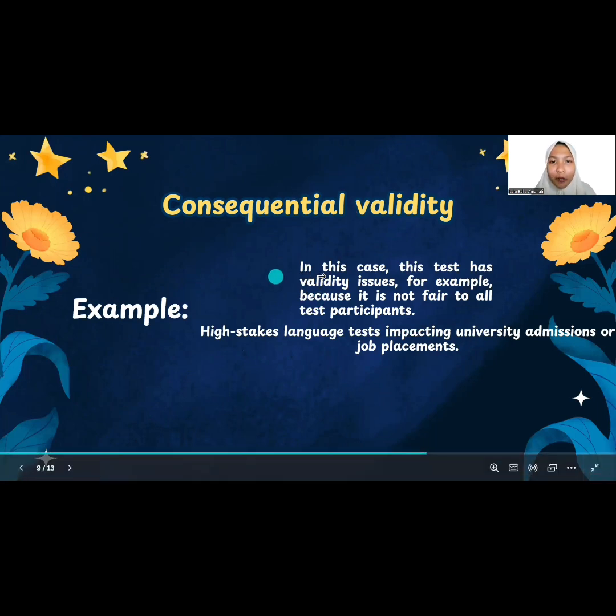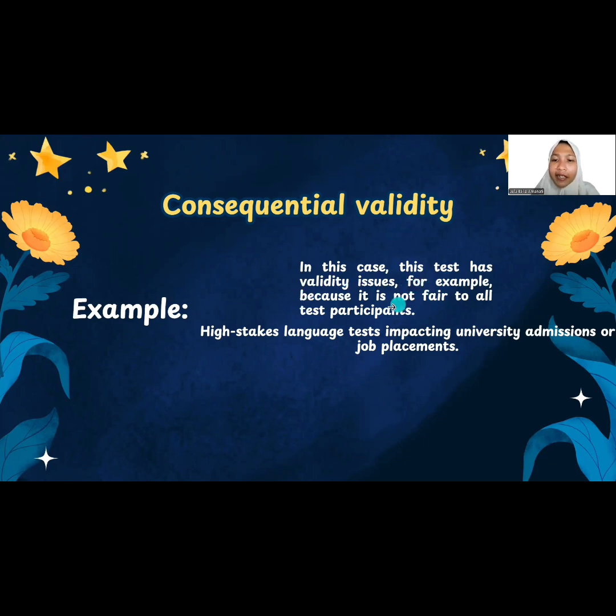Example of consequential validity. In this case, the test has validity issues, for example, because it is not fair to all test participants. High-stakes language tests impact university admission or job placement.